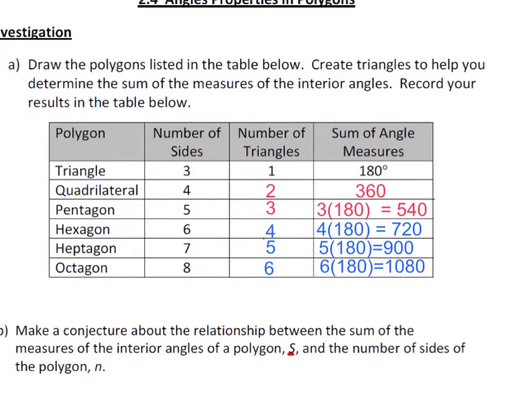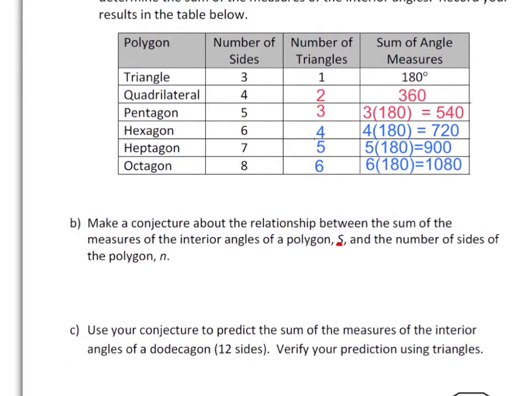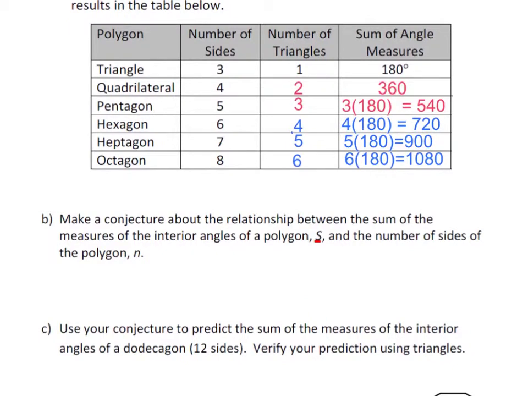So, as you can see, as the number of sides of the polygon increases by 1, the number of triangles that we can draw inside a polygon increases by 1, and the sum of the measure of the interior angles increases by 180. So make a conjecture about the relationship between the sum of the interior angles of a polygon, we'll call this S, and the number of sides of a polygon, N. So again, what's a conjecture? Kind of like a general prediction.